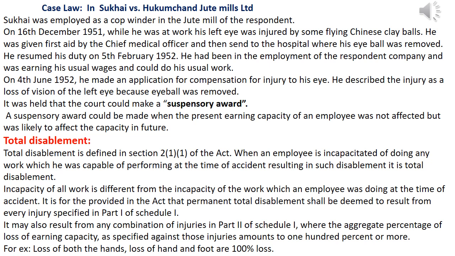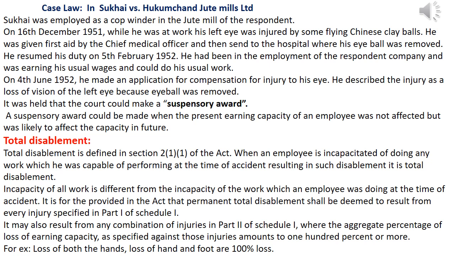It is further provided in the Act that permanent total disablement shall be deemed to have resulted from every injury specified in Part 1 of Schedule 1. So what are all the injuries specified in Part 1 of Schedule 1 which have 100% loss in a particular part of the body, where he cannot perform his duties to the full extent, or he cannot at all perform any of his duties which he could have performed earlier. All these are mentioned under Part 1 and Part 2 of Schedule 1. It may also result from any combination of injuries in Part 2 of Schedule 1 where the aggregate percentage of the loss of earning capacity as specified against those injuries amounts to 100% or more.